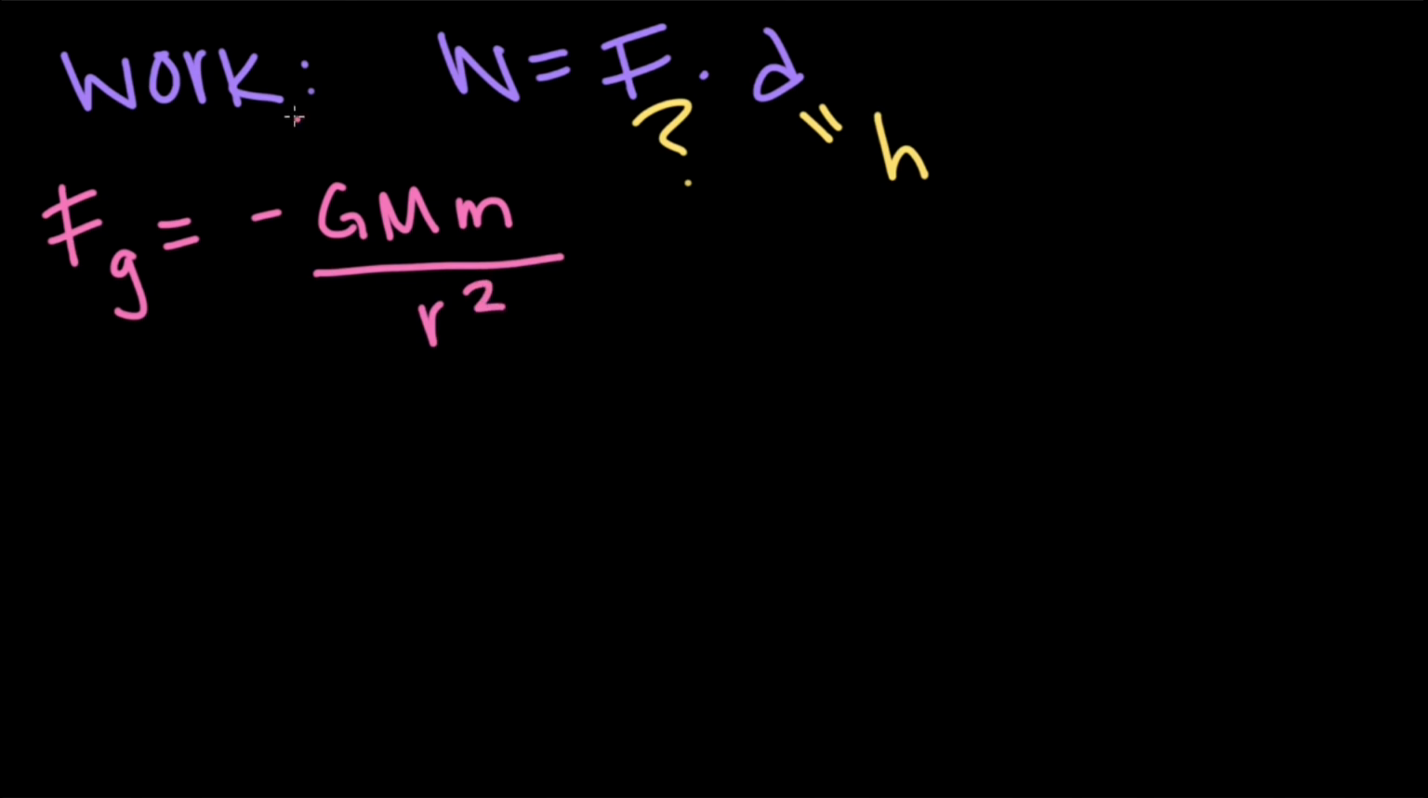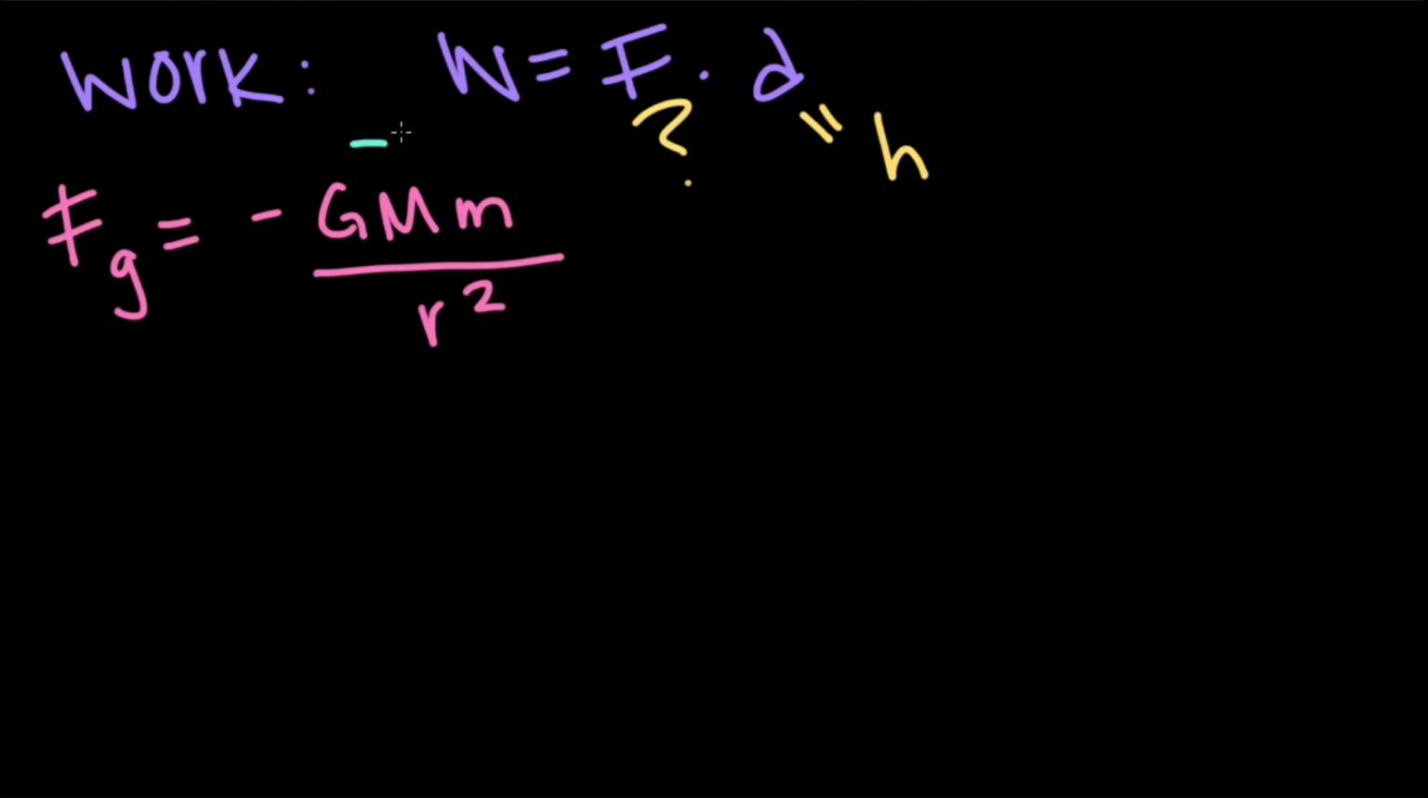Now in this case, the G is the universal gravitational constant, big M is the mass of the Earth, and little m is the mass of the object. And r is just the distance between the center of masses of the objects. And in this case, that's just the radius of the Earth. And this negative sign here means that the force of gravity is attractive. It's always trying to pull two bodies closer together.